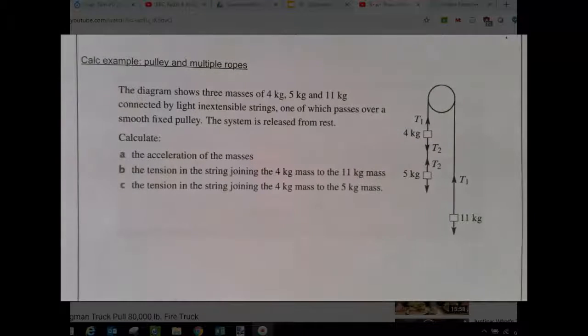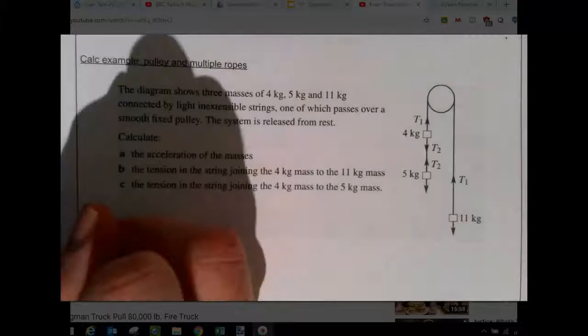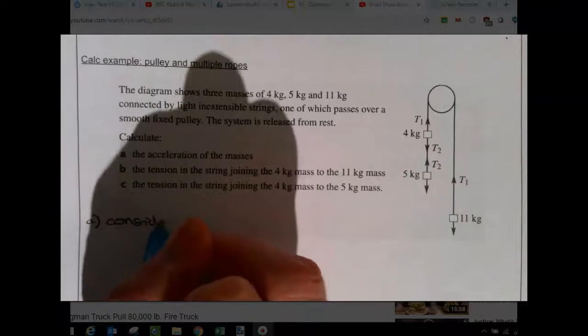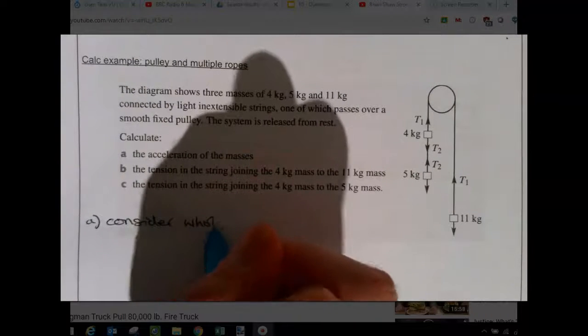So, I want you to try this question, but I'm going to give you a little bit of a hint, and I want you to use the whole system approach. So, I want you to start off by saying, consider the whole system.